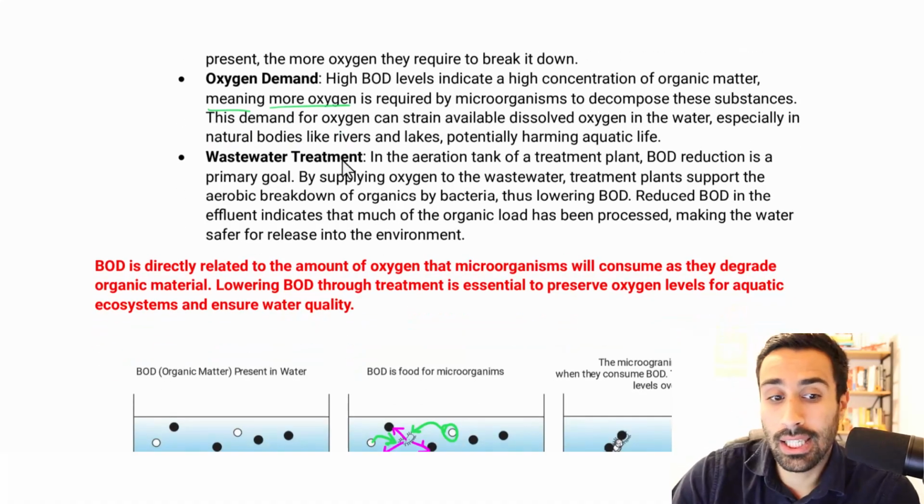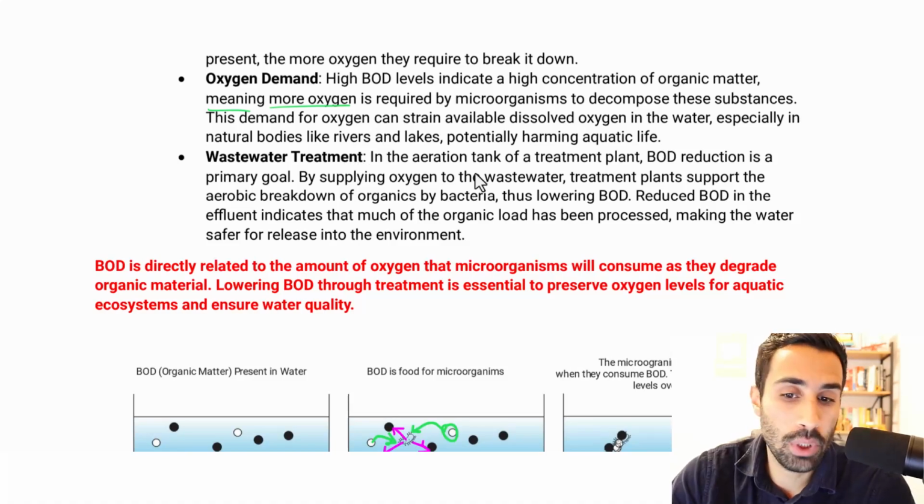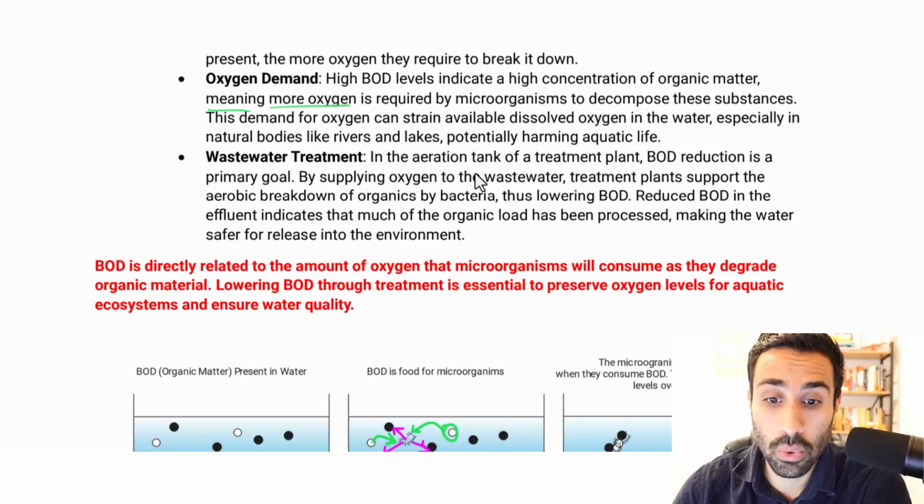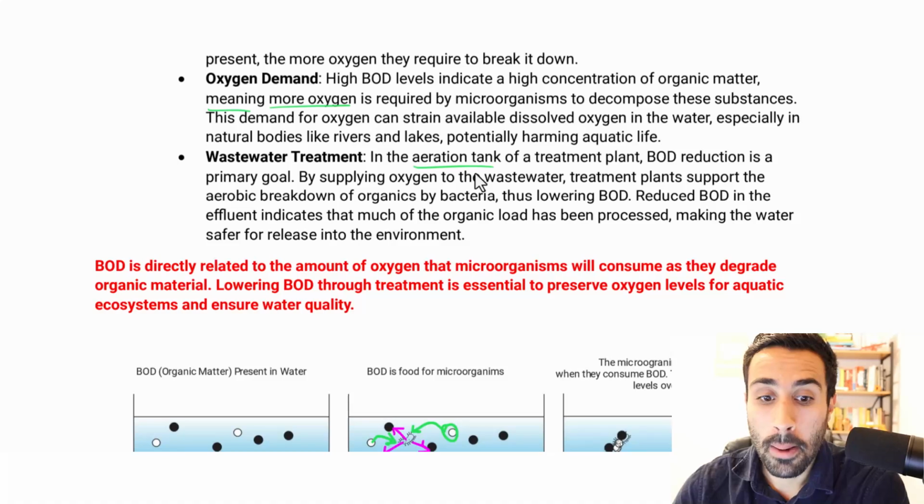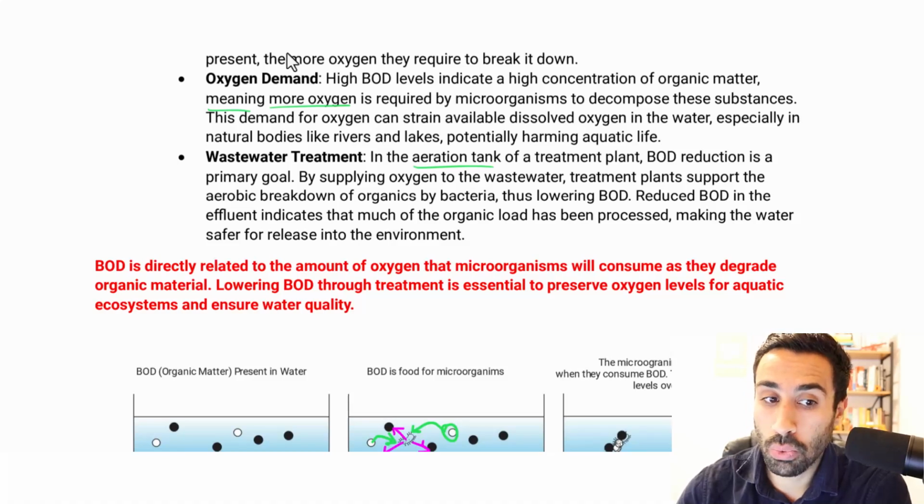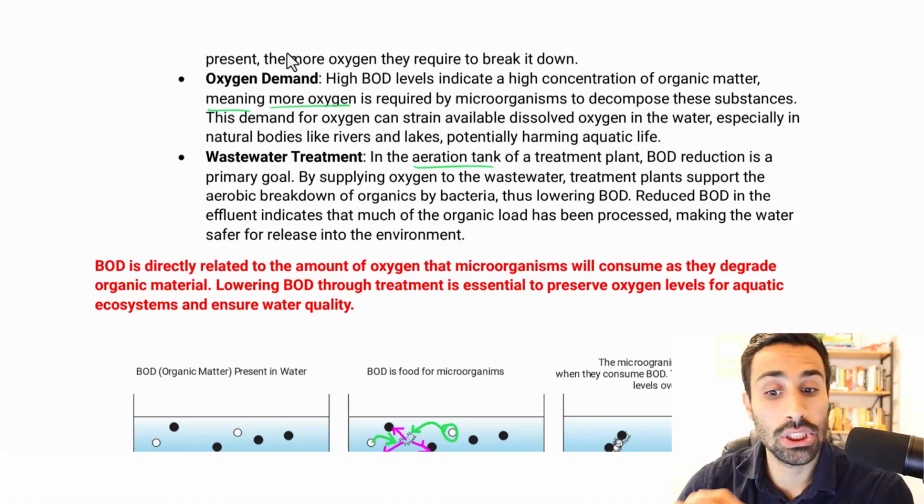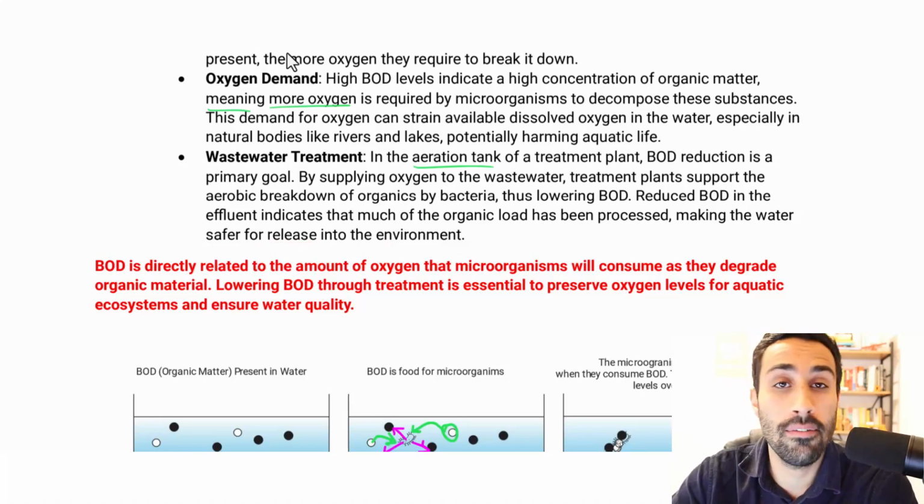So the last thing here is wastewater treatment in the aeration tank of the plant. BOD reduction is the primary goal when we have the secondary treatment. Most importantly, by supplying oxygen to the wastewater, treatment plants support the aerobic breakdown of organics by bacteria, thus lowering the BOD. Reduced BOD in the effluent indicates that much of the organic load has been processed, making the water safer for release into the environment.